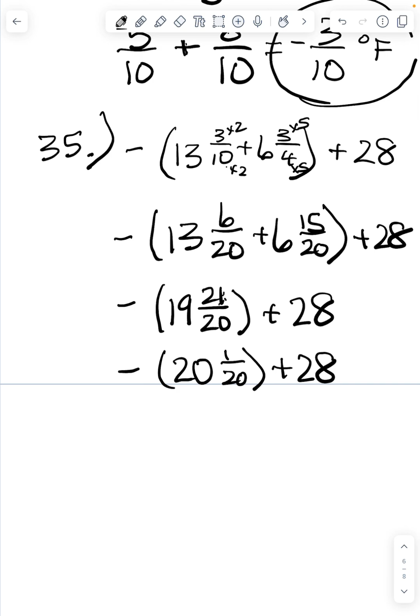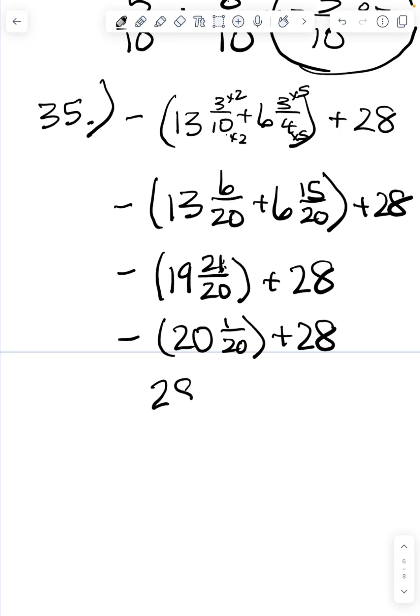All right. Where should we go from here? Let's do 28 minus 20 and 1/20. I'm doing this because I have different signs, so I need to find the difference. It's just that I don't have a fraction to take the 1/20 away from. So I'm going to rewrite this, and I'm going to borrow from my whole number, and I'm going to make 20/20 over here. So 27 and 20/20 is the same as 28. So I just borrowed so that I now have a fraction.